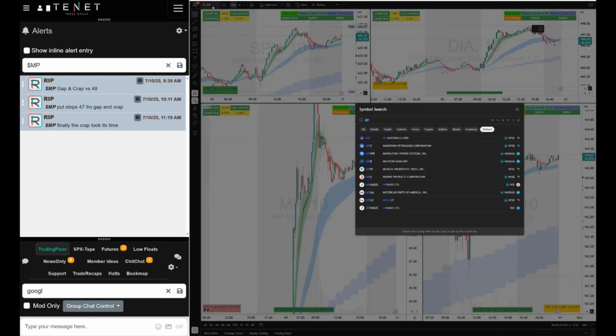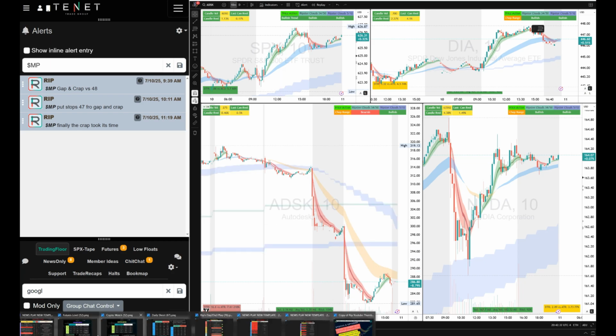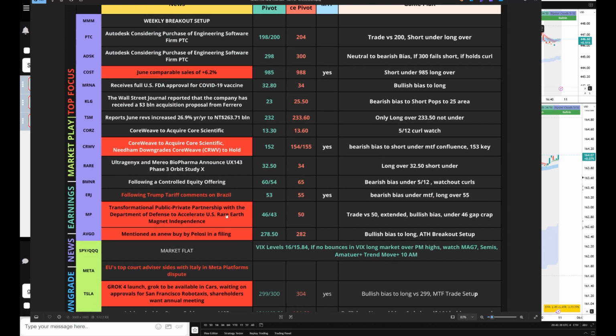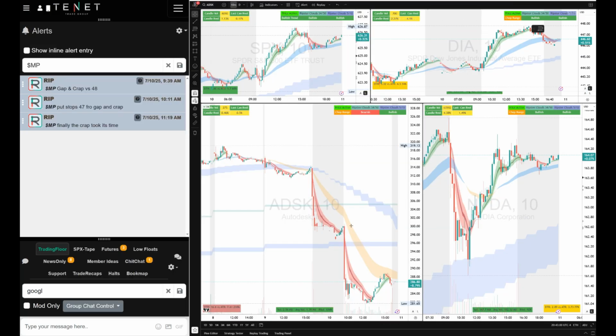So the next one we're looking at here is ADSK. So why was ADSK short today? Let's take a look. There was news on ADSK: ADSK is buying a different company. Remember, whenever some company is buying a different company and it spends a lot of dollars or shareholder equity, it's always a little bearish for that company. So the plan on ADSK: if 300 fails, short it. If 300 fails, short it. Right out of the gate, 300 failed, you shorted, MTF short, take it all the way down.